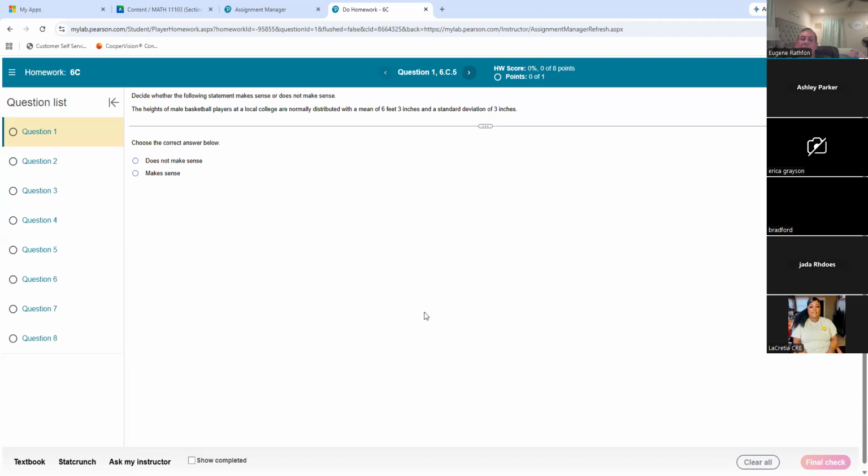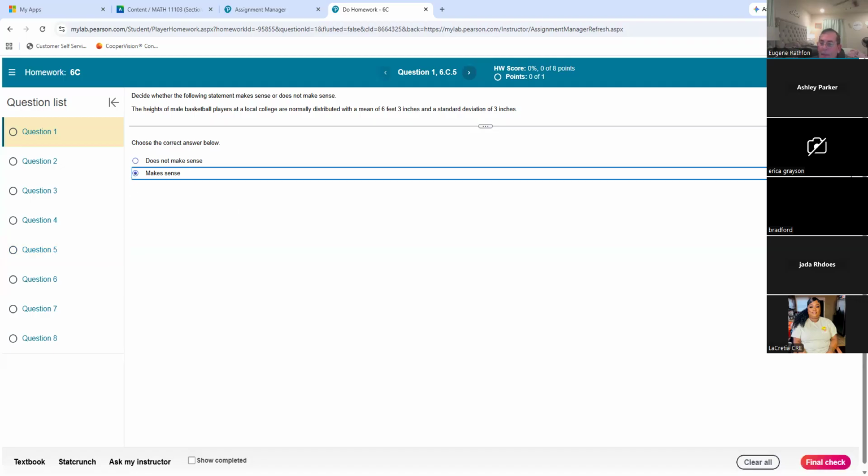So what the standard deviation means is 68% of them would be between 6 feet 0 and 6 feet 6 inches. Right, that'd be one standard deviation. 95% of them would be around 5'9" up to 6'9". And then 99.7% would be 3 standard deviations from the mean. So y'all, that definitely should make sense. So we would check that and then check our answer.